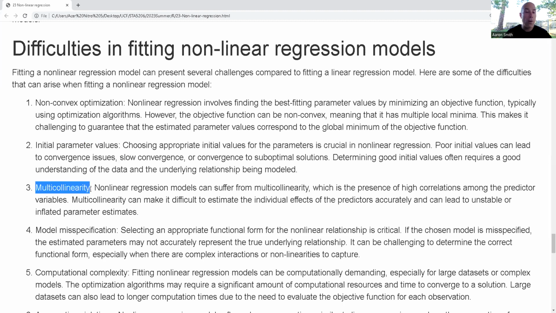So multicollinearity. I have correlation in a higher dimensional sense between predictor variables, just like regular linear regression. Model specification. I made a mistake in declaring what my model is. Same risk in linear regression. And computational complexity, here it can be demanding on the computer to fit a nonlinear model. And so, you can hit the run button and you can leave and you come back to work the next day and it's still running. So this is just something to be mindful of if you're going to go this route.